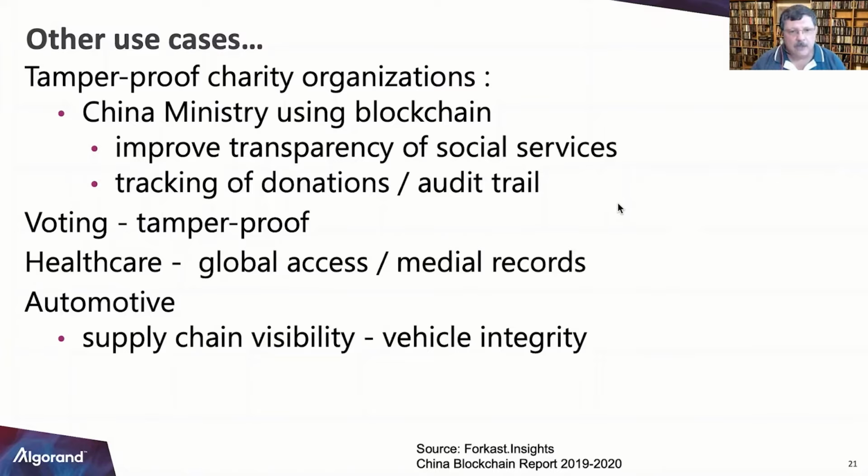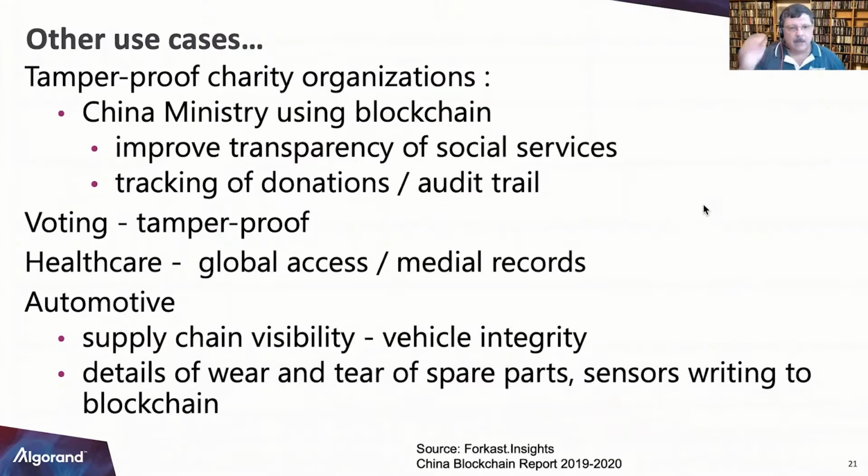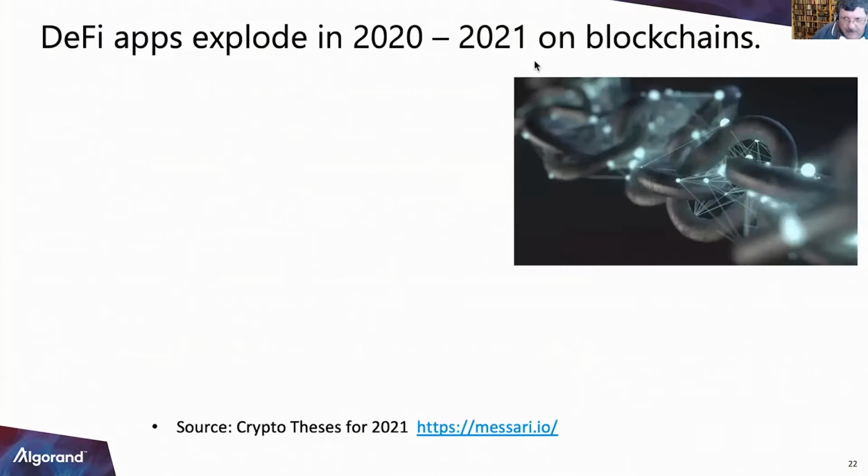In the automotive industry, another great example, supply chain visibility with vehicle integrity. What they're doing, they're actually putting sensors into the engines to track wear and tear on the vehicle, when spare parts were installed, that sort of thing. So now the whole used car industry is becoming a lot more stable in China as a result of using this particular approach.